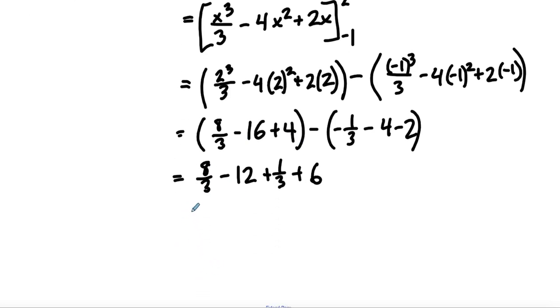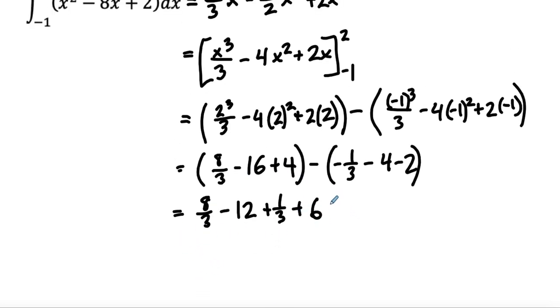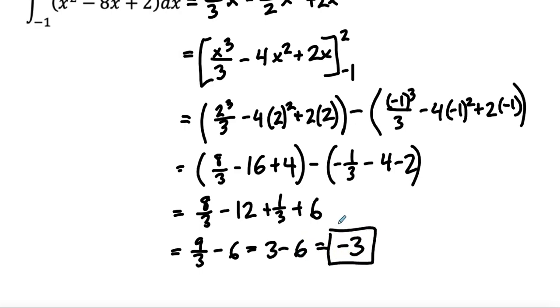And so let's just combine these and we'll be done. So we're going to have 8/3 plus 1/3 is 9 over 3, right? Minus 12 plus 6 is minus 6. Well, 9 over 3 is just 3. 3 minus 6 equals negative 3. So negative 3 would be our final answer here. And now we're done with this one.